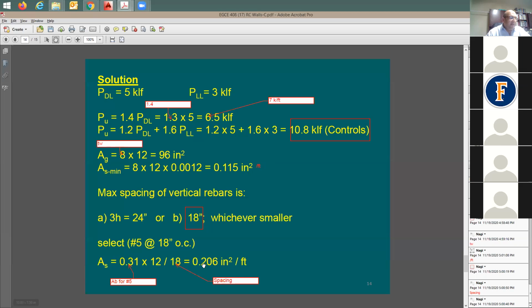Now, the needed based on this code is going to be 0.115. The provided, if you like, number 5 at 18 is going to be 0.206. Is this a good design? Yes, it's a good design, because what you have provided here is more than the minimum.